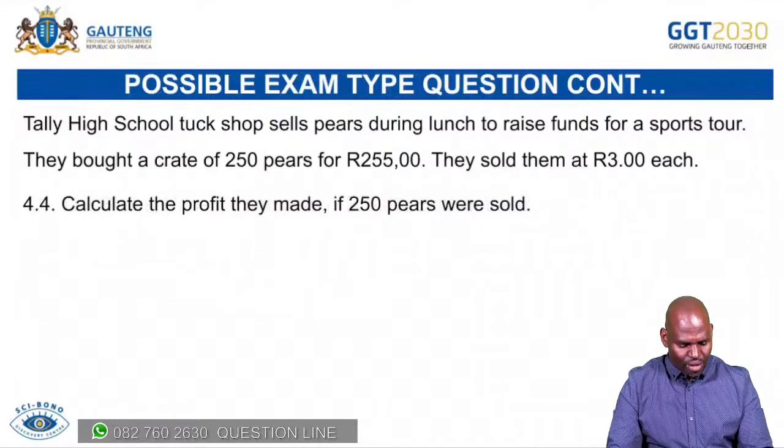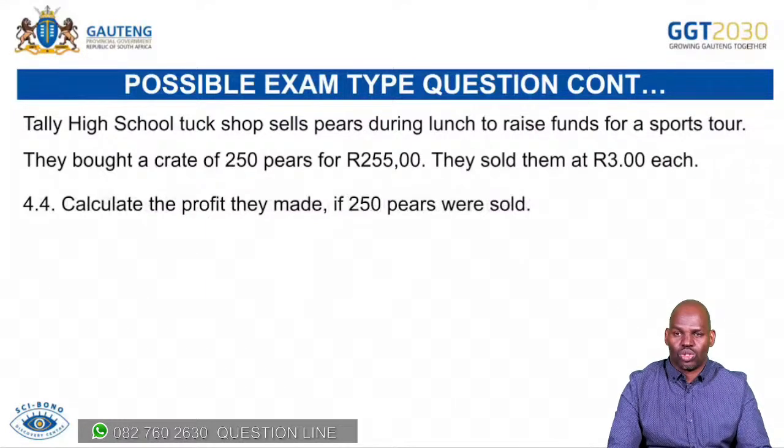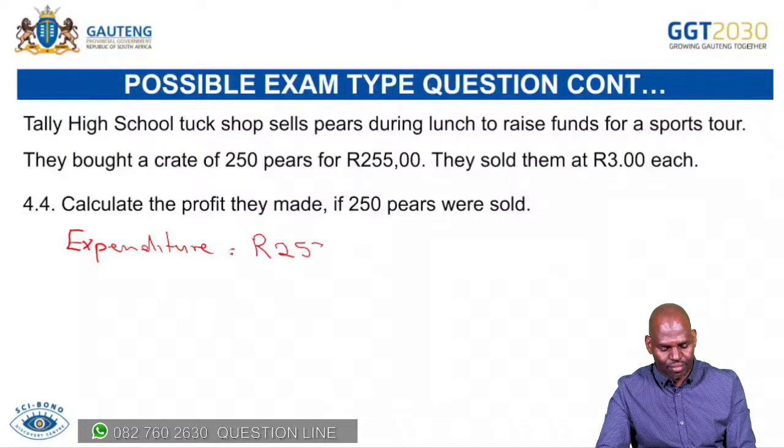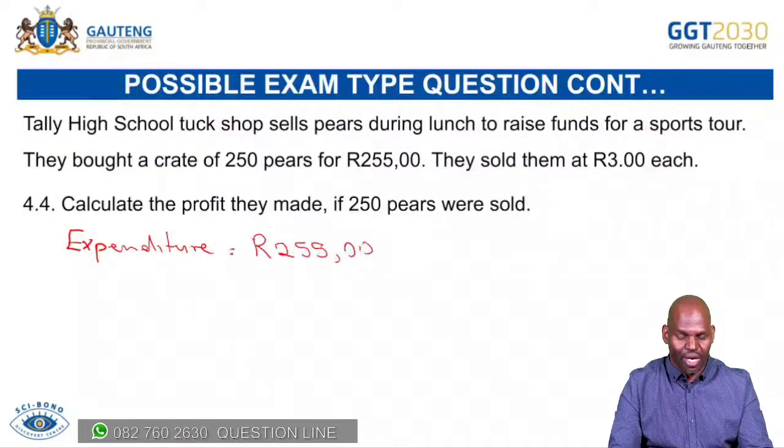Then the next question is calculate the profit they made if 250 pairs were sold. So first thing we need to check, what is our expenditure? In this case, expenditure is 255 rand for all the 250 pairs.